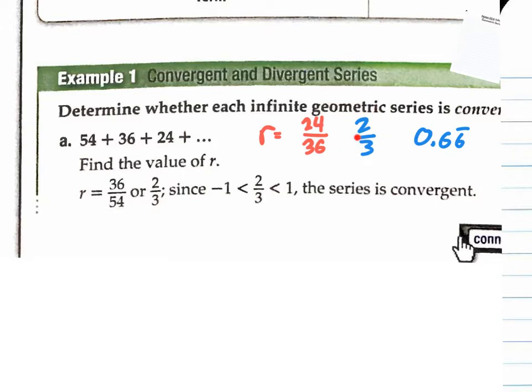Well, it's less than 1. That means it's kind of like a decay function, which is going to decay to a certain asymptote value. It converges to a certain value. It converges, not diverges. So the answer to A right here is convergent. And that's exactly what they explain right here.